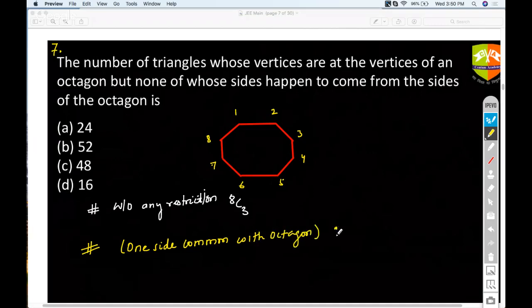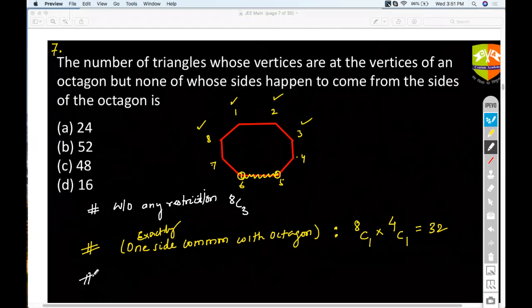So first of all, I can choose one side itself in 8C1 ways. Let's say I choose this side. Now exactly one side. When I say one side, it means exactly one side. Now for the remaining vertex, 2 of the vertices are already fixed, so I cannot choose 7 and 4. So I have to choose one from 8, 1, 2, or 3. That can be done in 4C1 ways. So I can say a total of 32 triangles would be such that it has exactly one side common with the octagon. Sounds good?